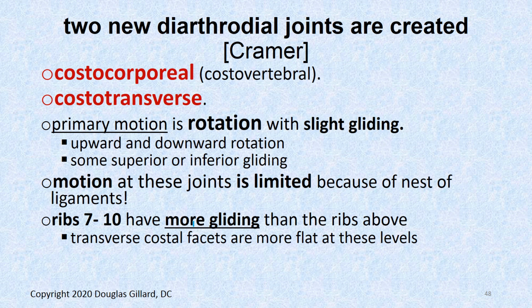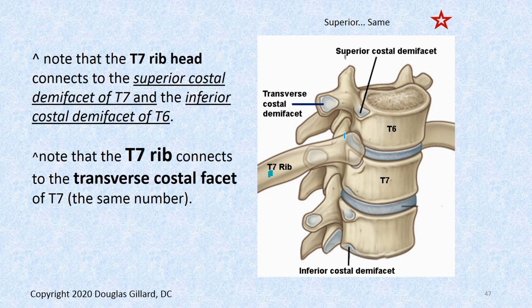Okay, 2 new diarthrodial joints are created. So, right, we just created two new joints. By the way, what's that? Let's draw the capsule around that. Good, that's a Z joint, zygapophyseal joint or facet joint. When you get out in the real world, it's called a facet joint. When you're in school, it's still a zygapophyseal joint. But that's a true diarthrodial joint.